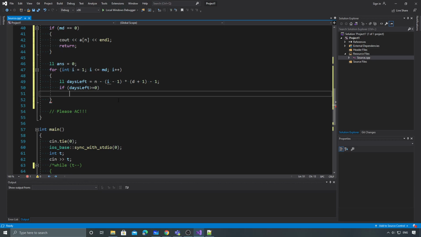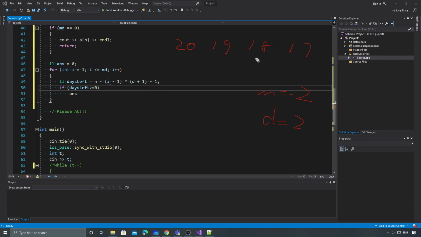Otherwise, we would update the answer. Let's say we have 20, 19, 18, and 17, and m is equal to 2. That means every day will get muzzled for 2 days. Once we're at this 18 here, if we use this formula, the days left could be less than 0. That's why we only populate our answer when this is greater than 0. If it's smaller than 0, it means we cannot pick this many muzzle days.